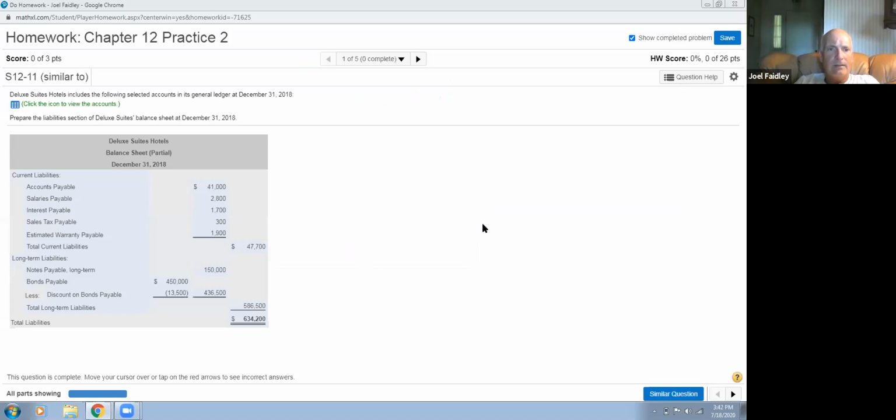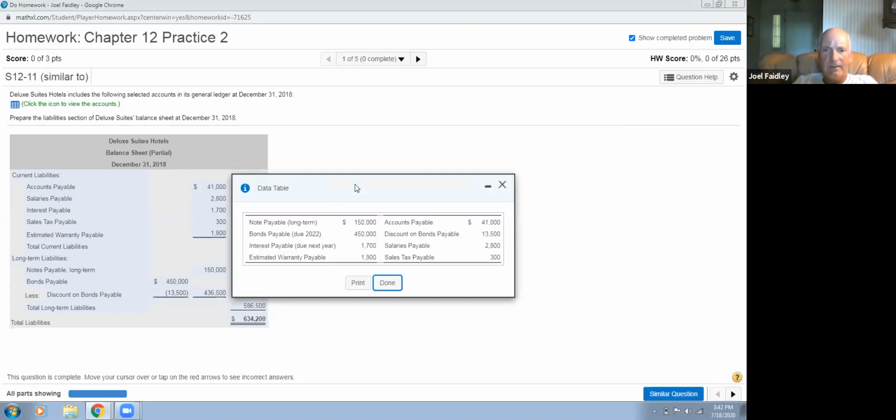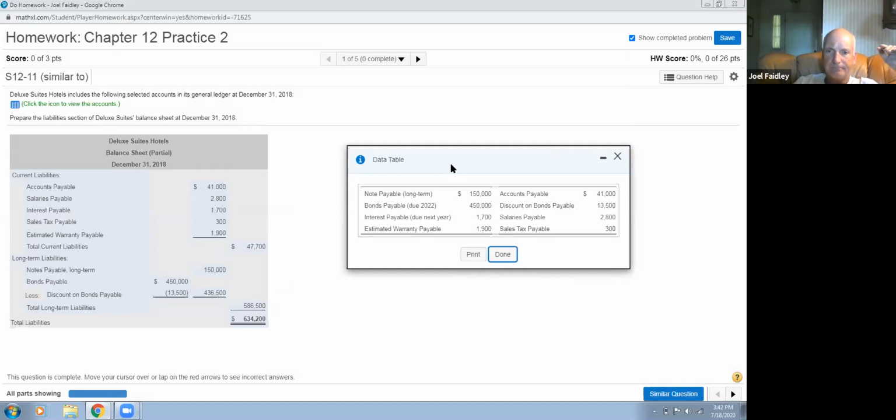All right, so here's practice set 2. What we got going on here? All right, looks like we're given selected information here. And all we have to do here is just plug it into our balance sheet, right? You've got income statement, balance sheet. Balance sheet is for a point in time. Income statement is for a period of time. Your revenue and expenses are closed out to retained earnings. So retained earnings is the only thing that links the two.